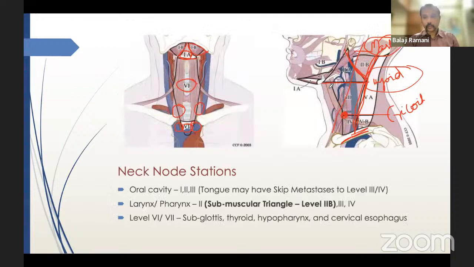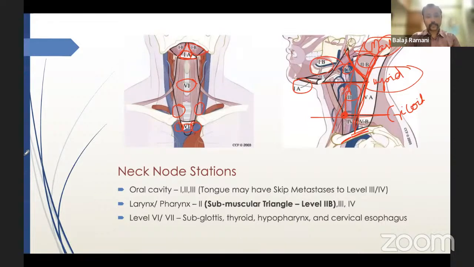You look at this, the omohyoid till here is there. So above the omohyoid, whatever you are going to dissect, what is there? It is going to be 1B, 1A, 2A, 2B, and your level 3. Above this level, you are dissecting. That is why it is known as the supraomohyoid neck dissection. So SOHND is going to be all these 1A/B, 2A/B, then you have your level 3.